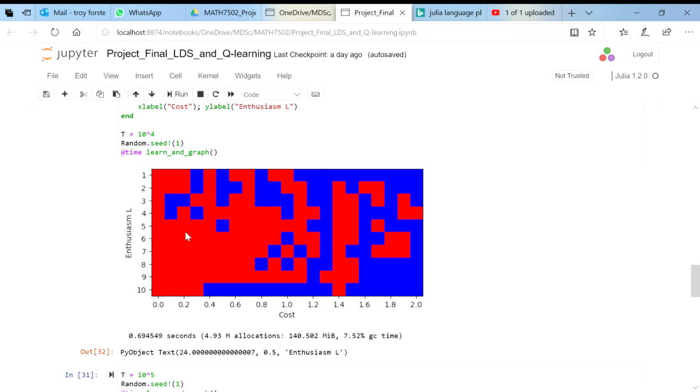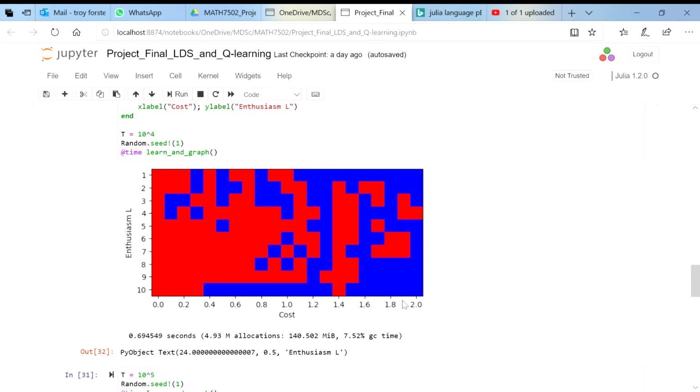Our matrix basically has our enthusiasm levels in this column, which are our states, and our costs for our actions on this are our rows. In these cells, this is our reward as to whether we should do the action or not at this state. So at 0 cost, red means we should always offer the scholarship, at each level. Whereas at level 1, we wouldn't offer it at level 3 and 4 because our learning algorithm has told us that we don't get enough benefit out of offering it at those levels.